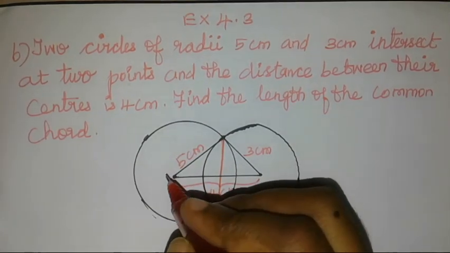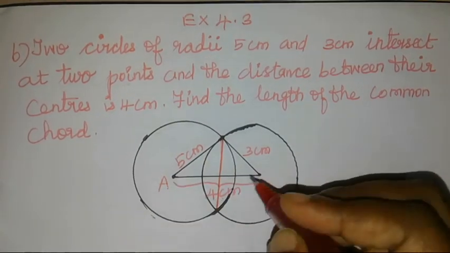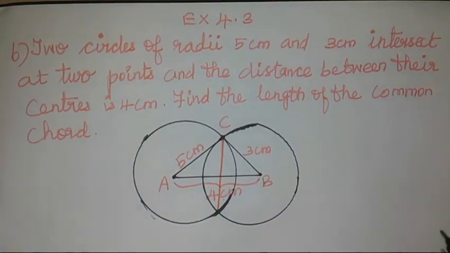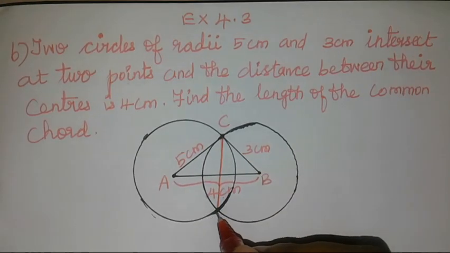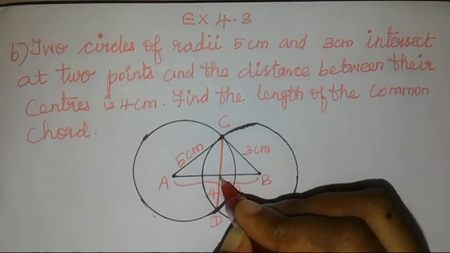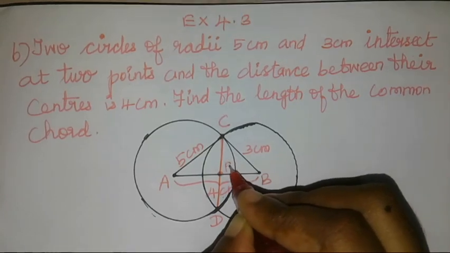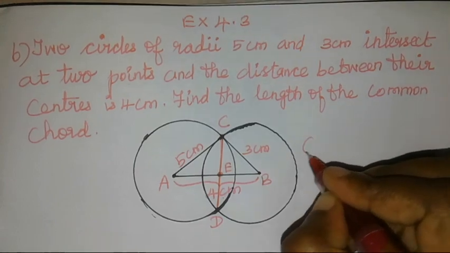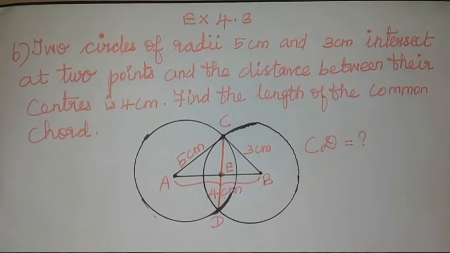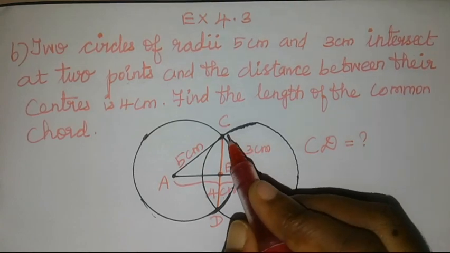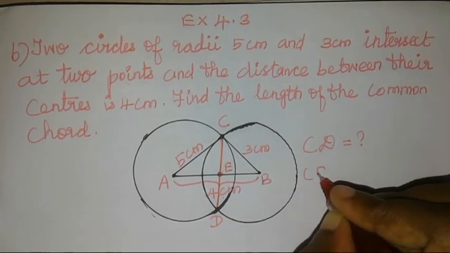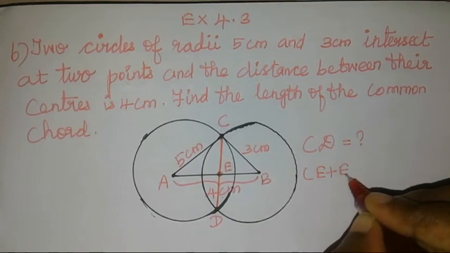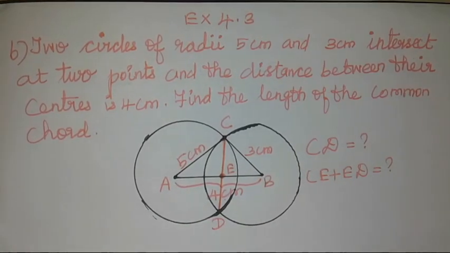So let us name the vertex points. Here center A, here center B, here let it be C. A, B, C. And here, children, this point is D, the intersecting point is E. Now the length of the common chord is needed, which means CD is required here. How can we write CD? Look at the diagram: CE plus ED. This is what is needed here.